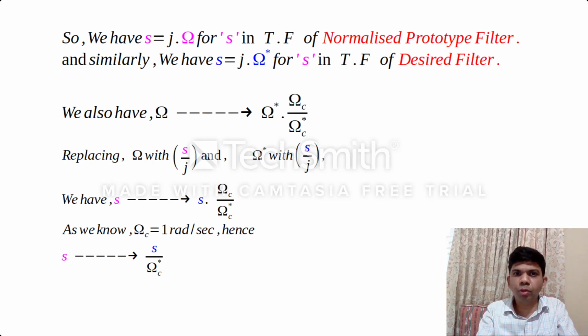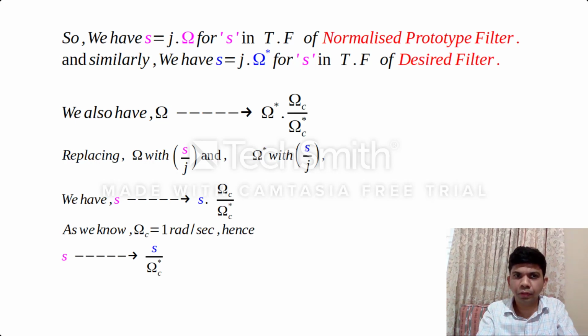We also know that omega c equal to 1 radian per second, and it is the cutoff frequency of the normalized prototype filter. Omega c star is the cutoff frequency of the desired filter. Now we need the relation in terms of s, the complex variable s. So the complex variable s in the transfer function of the normalized prototype filter is in pink color here, and similarly the complex variable s in the desired filter transfer function is in blue color here.